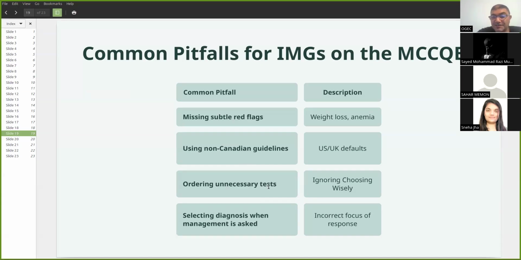Ordering unnecessary tests. If the patient doesn't need any, for example, the patient has low back pain. The patient is, for example, a 35-year-old male, and the patient has back pain after, for example, shoveling the snow, and the patient doesn't have any red flags, and we order MRI for the patient, that's a wrong option. This patient doesn't need any imaging.